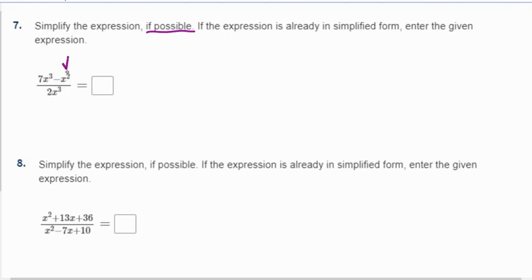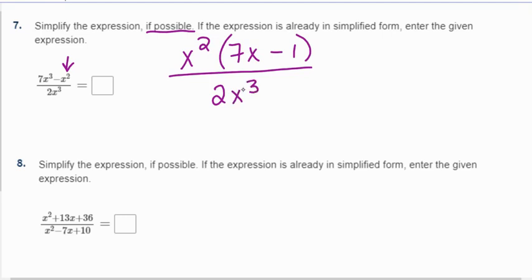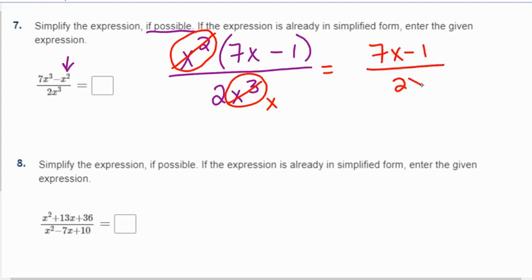I'm going to factor out this x squared from each term in the numerator. So that's going to be x squared times 7x minus 1, and that's going to be all over 2x cubed. Okay, so now I notice that this x squared can reduce into this x cubed, right? If I reduce x squared into x cubed, I'm just left with x. So this is going to be reduced to just 7x minus 1 over 2x. So that is simplified.